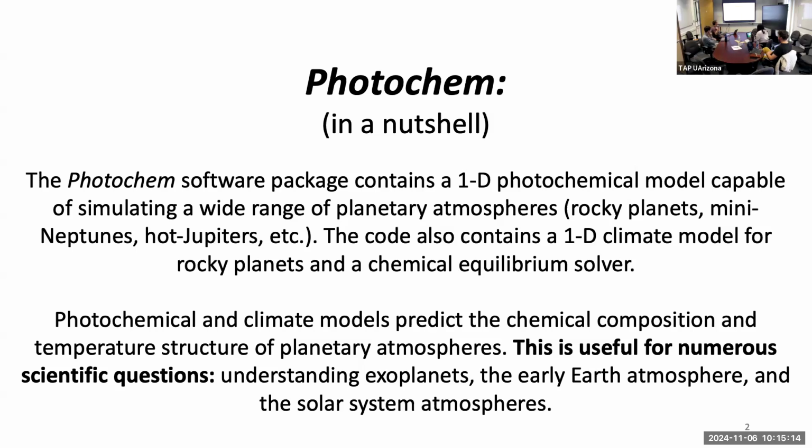And just as motivation, these photochemical climate models predict the chemical composition and temperature structure of planetary atmospheres. I know you guys are very familiar with this and understand that it's relevant to our research. But it's useful for all sorts of stuff, like understanding exoplanets, the early Earth atmosphere, and the solar system atmospheres.